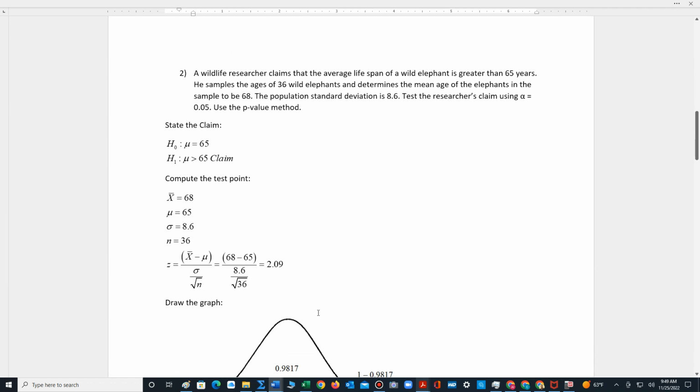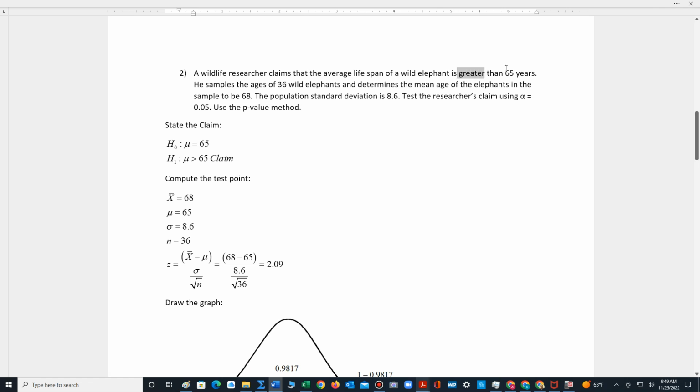Let's take a look at another problem. In this problem, it states a wildlife researcher claims that the average lifespan of a wild elephant is greater than 65 years. He samples the ages of 36 wild elephants and determines the mean age of the elephants in the sample to be 68. The population standard deviation is 8.6. Test the researcher's claim using alpha equal to 0.05. Use the p-value method.